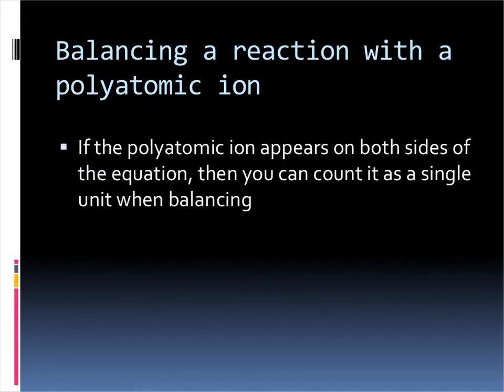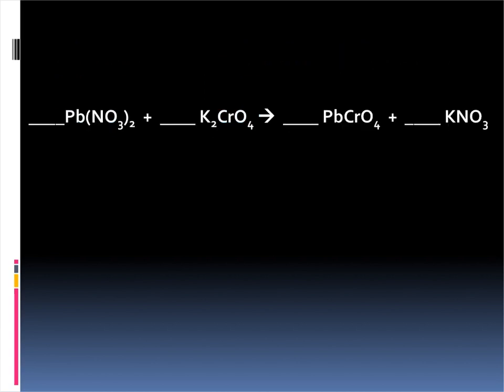All right. If you're balancing a reaction that contains a polyatomic ion, if the polyatomic ion appears on both sides of the equation, then you can count it as its own unit when you're balancing, and it'll simplify things for you just a little bit. All right, so here's an example. So hopefully you see we have the polyatomic NO3 and the polyatomic CrO4. So when you're writing your atom count, write that entire polyatomic all together.